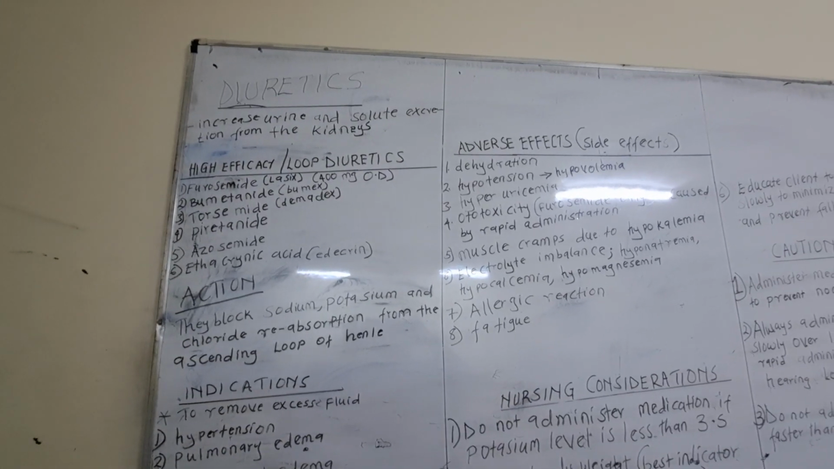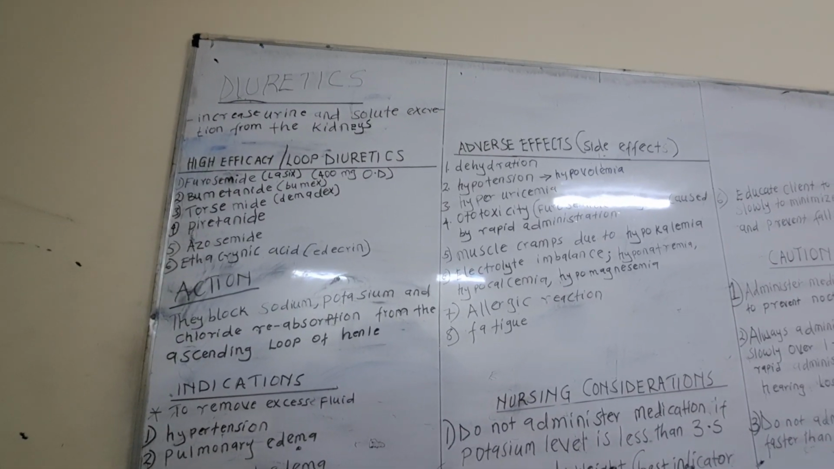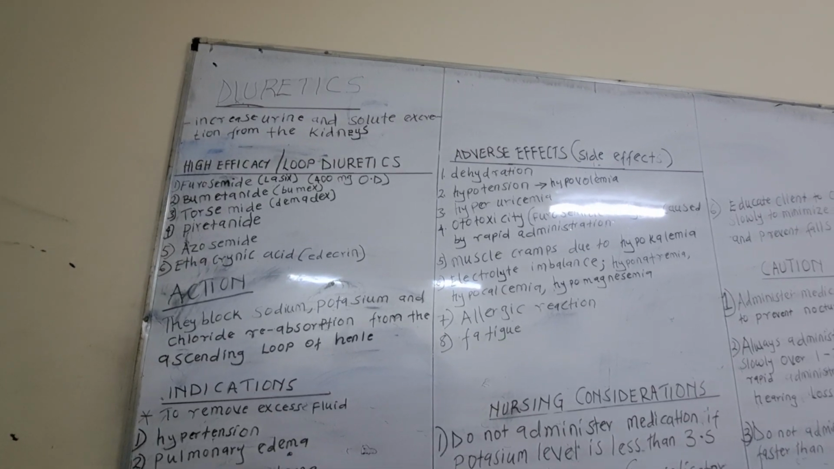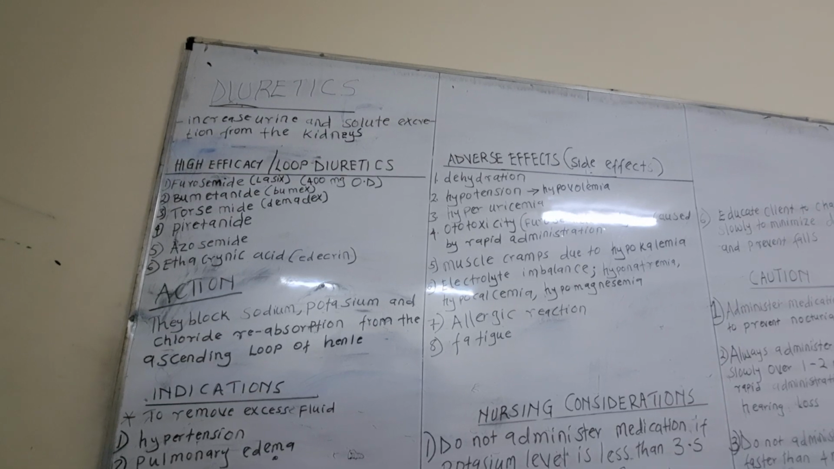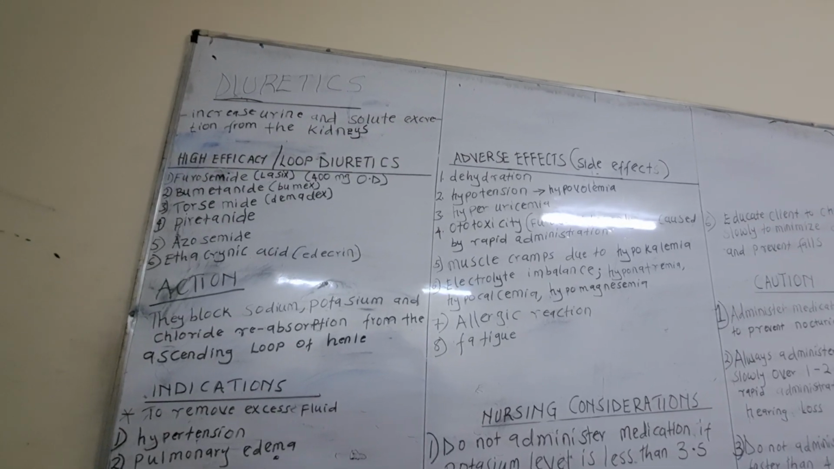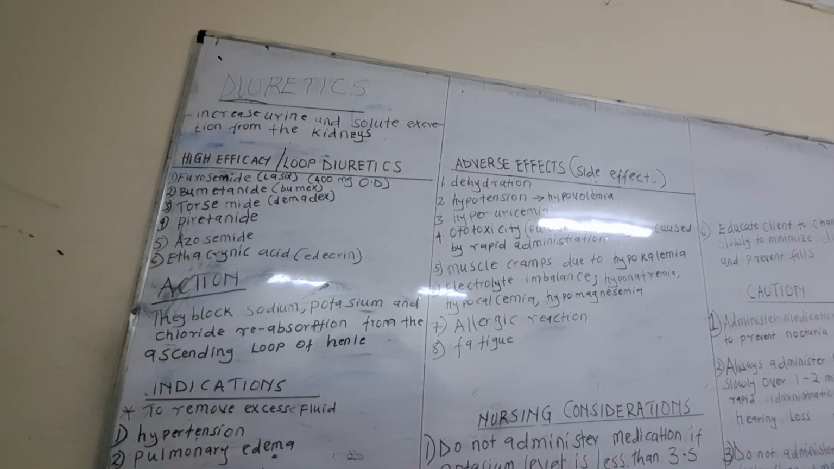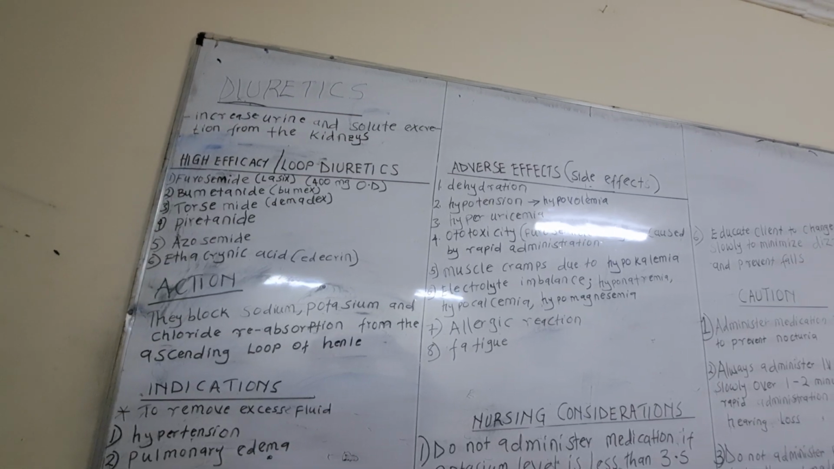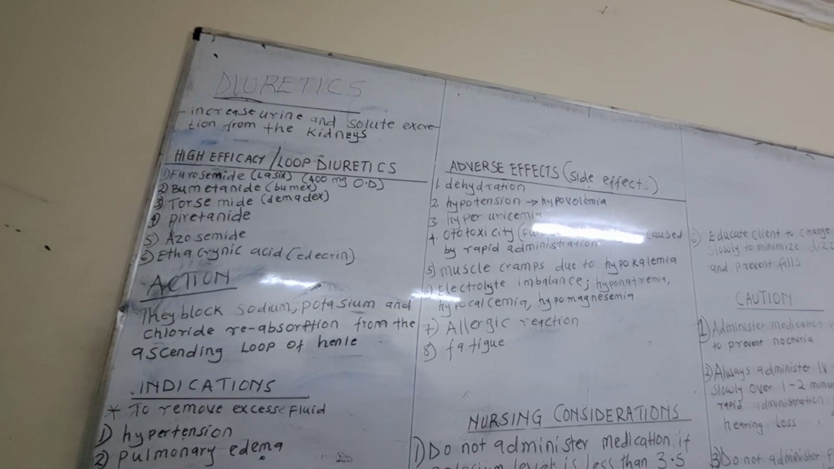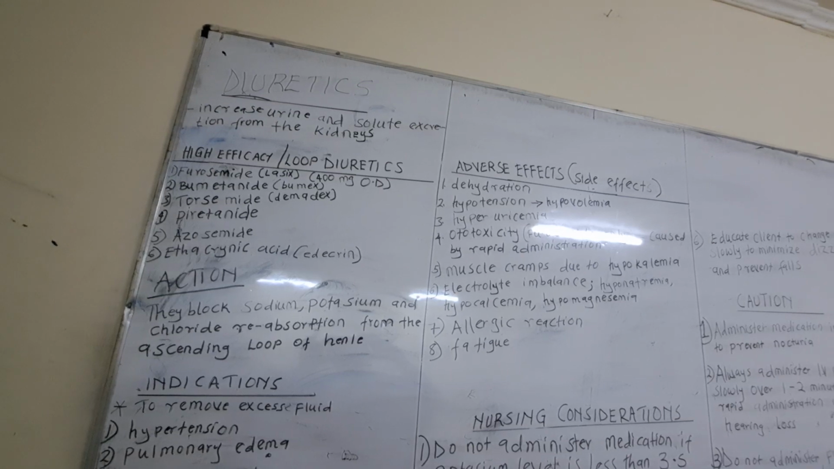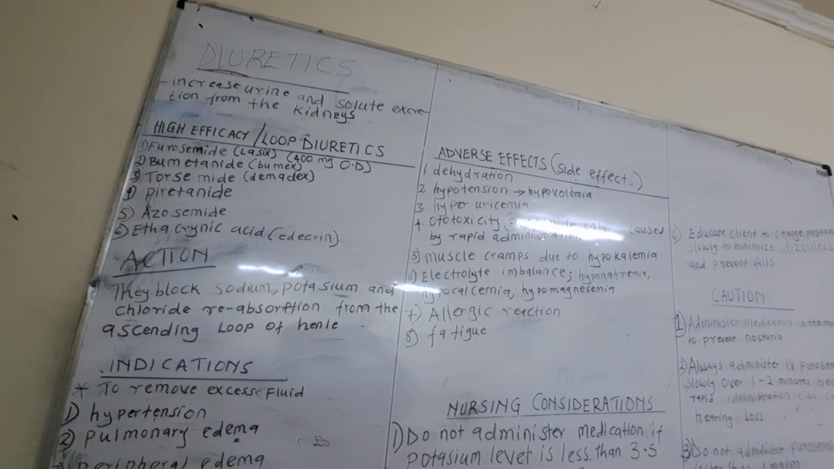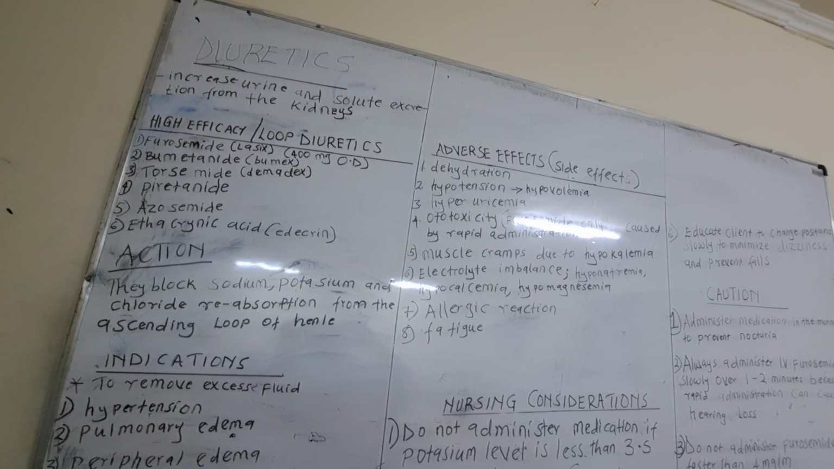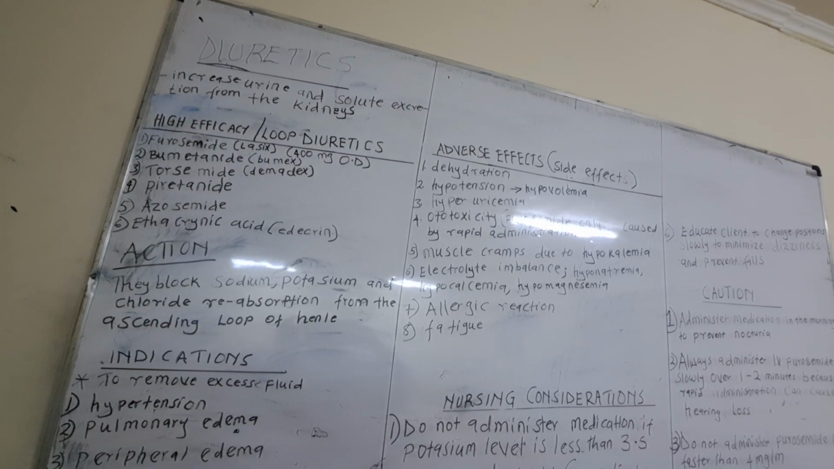Diuretics are drugs that increase urine and solute excretion from the kidneys. I will take you through the loop diuretics, also known as high efficacy. Examples are furosemide, also known as Lasix, bumetanide, also known as Bumex, piretanide, and the rest. Their mode of action is they block sodium, potassium, and chloride reabsorption from the ascending loop of Henle.